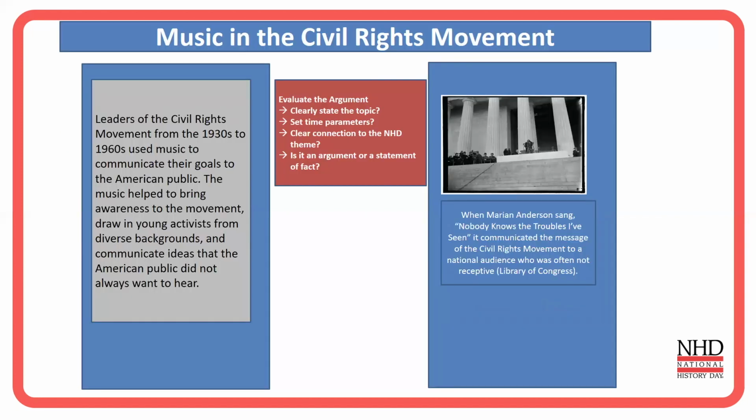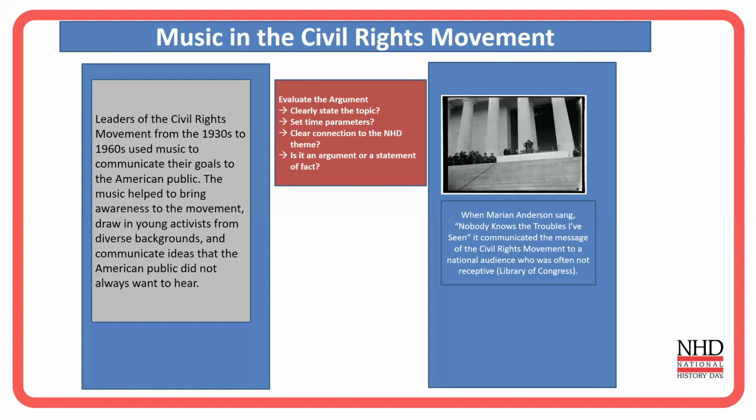New argument. Leaders of the civil rights movement from the 1930s to the 1960s used music to communicate their goals to the American public. Music helped to bring awareness to the movement, draw in young activists from diverse backgrounds, and communicate ideas that the American public did not always want to hear. Ooh, now this is interesting, because now we're stating the topic and the time parameters. We're communicating the theme and understanding that communication is two ways, right? It's not just about communicating a message out, but then how it is received. The American public didn't want to hear it.